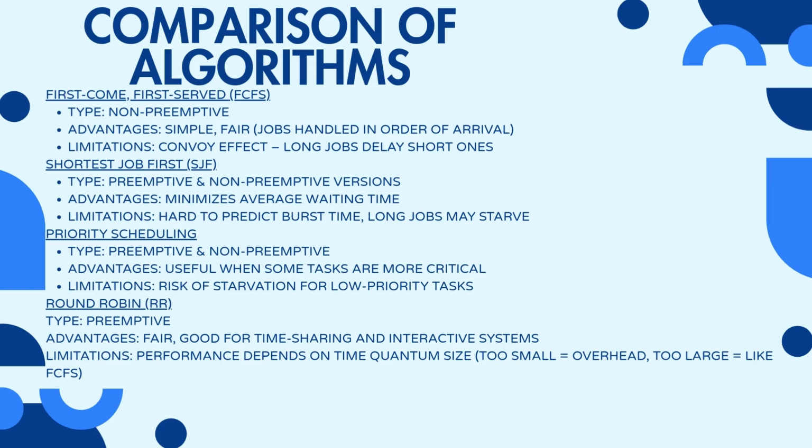Every process gets a small time slice, then the CPU moves to the next. This is fair and responsive, but if the time quantum isn't set properly, performance suffers. So each algorithm has strengths and weaknesses depending on the type of system.